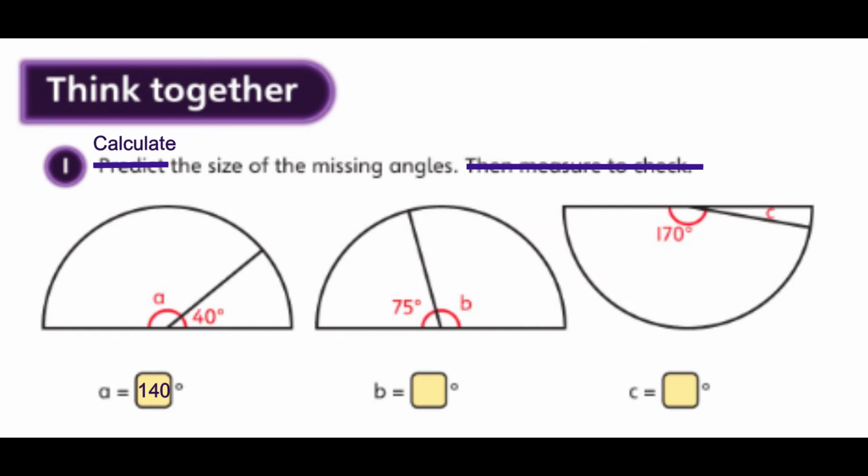For B, I know that 75 plus B should equal 180. So if I do 180 minus 75, I'm left with 105. Finally, for C, I know that 170 plus C should add up to 180. So when I do 180 take away 170, I'm left with 10 degrees. So C is worth 10 degrees. So there are my answers, and I can check them backwards by doing the inverse.